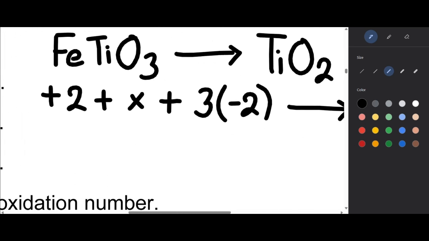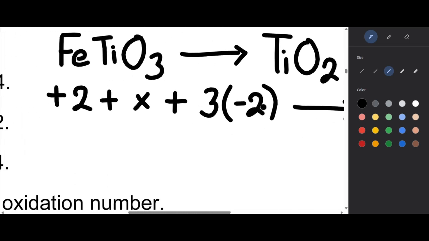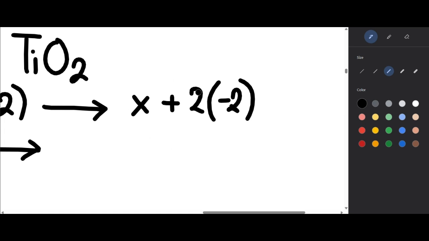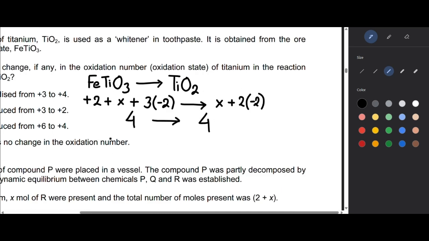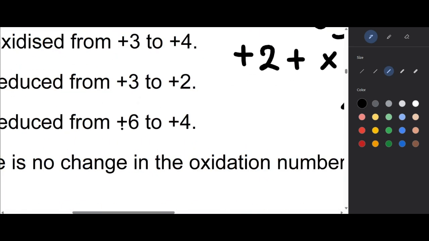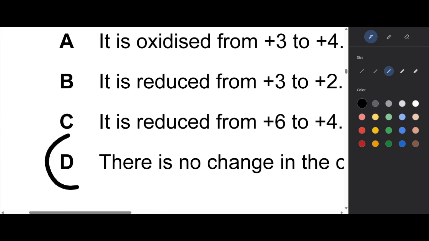Here we know that plus 2 plus x plus 3 times minus 2 equals 0. So we know that x here is 4, and for this one x equals 4 also. Here we know that there is no change, so the answer is D.